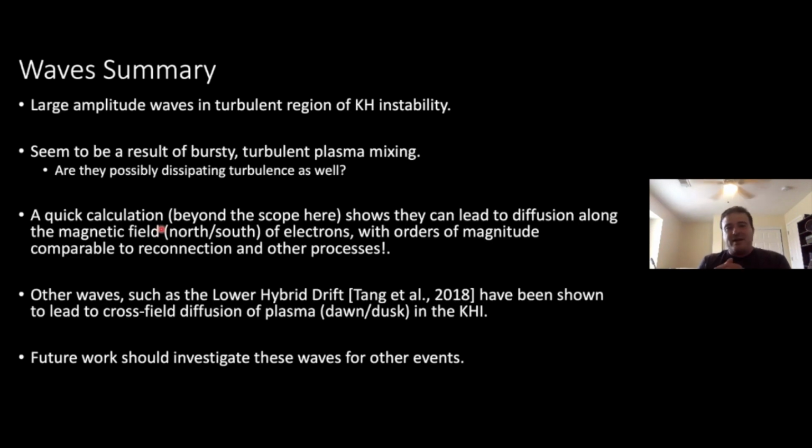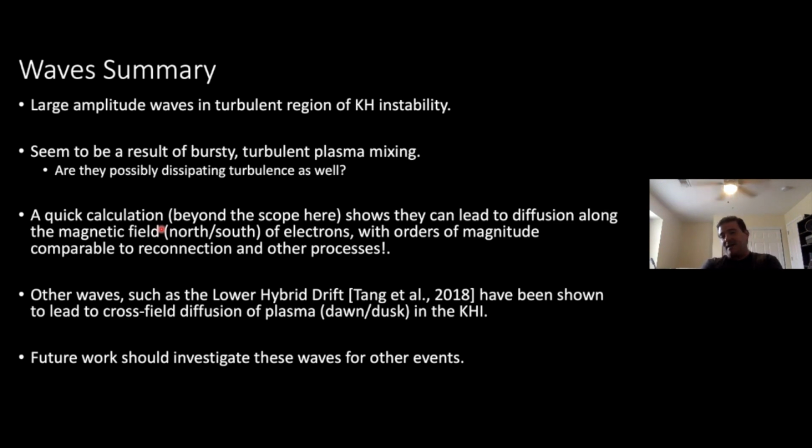So as a summary, we get these large amplitude waves in the turbulent region. They seem to be a result of mixing, and they could be dissipating turbulence. We did do a quick calculation. It's in the paper that was just published this year. I can share that with anyone who wants it. It looks like they have diffusion along the magnetic field on orders of magnitude comparable to reconnection and other processes.